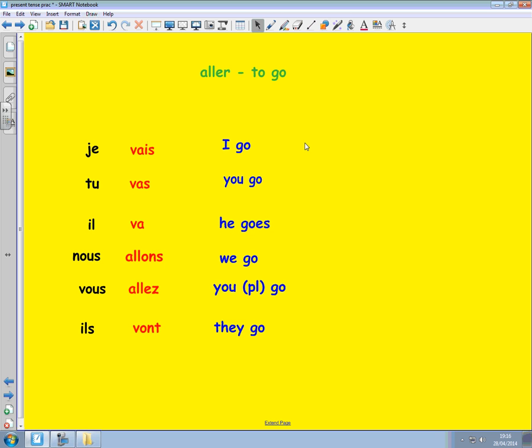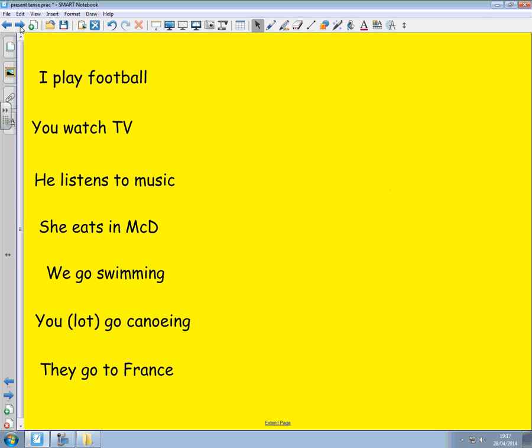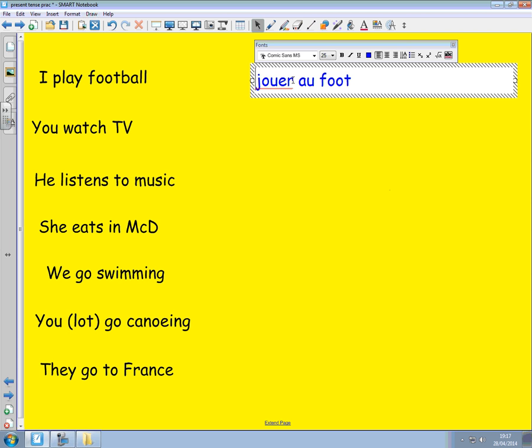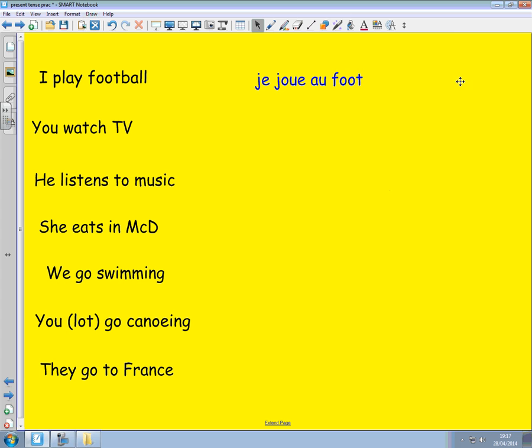So what we do when we have our verbs, we find the infinitive. We either remember the pattern or we follow the one that we know already. So let's have a look. I play football. Well, find the infinitive first of all, which is jouer. Remember, we take off the stem, we decide who the person is, and the ending for je, go back and check if you need to, is I. Je joue au foot.